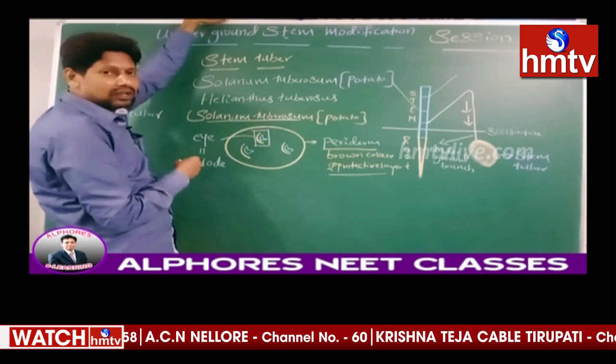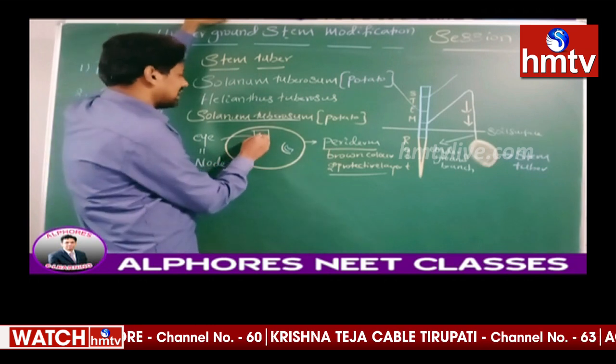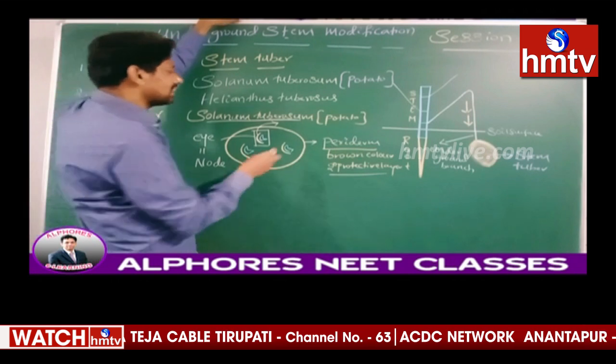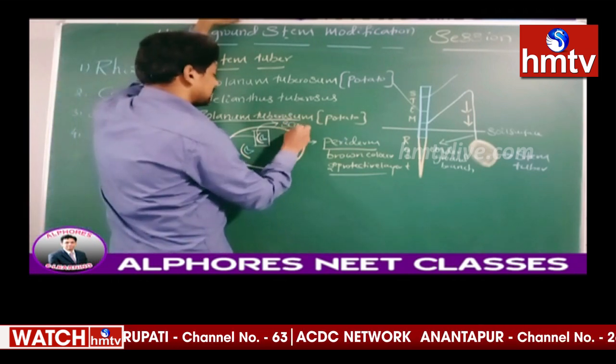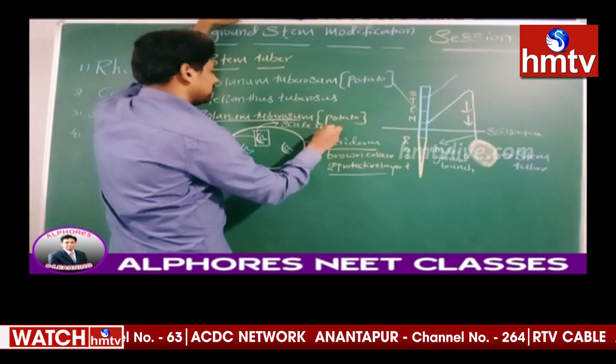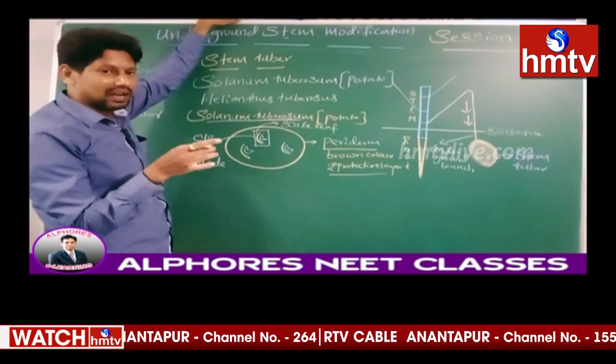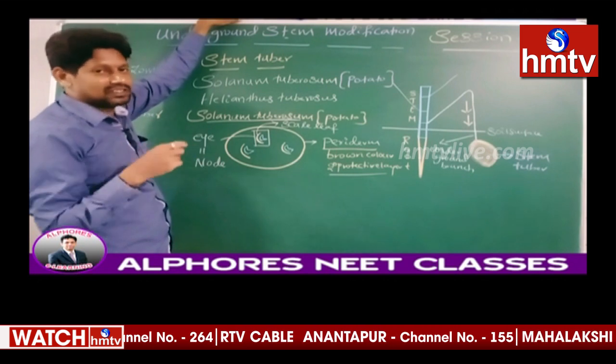Sir, what does this node contain? Generally, a node contains a leaf. But here that leaf is modified into what, sir? Scale leaf. As the scale leaf is ephemeral, that is, its lifespan is short, it falls off.